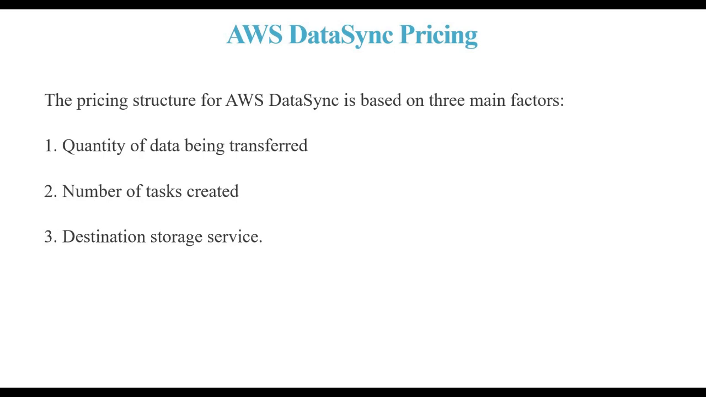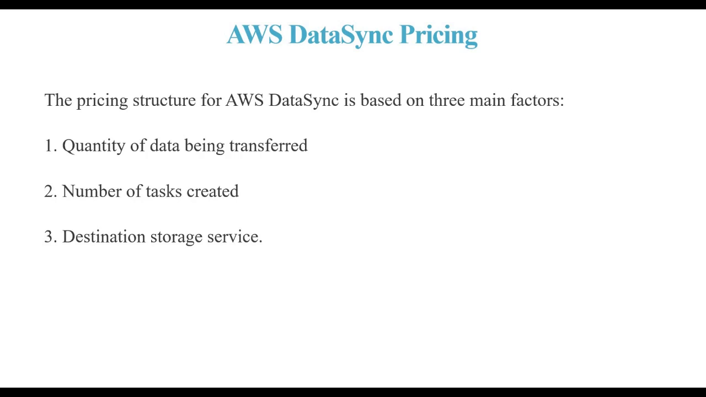One is the quantity of data being transferred, and the second one is the number of tasks created. The last one is destination storage services. So the DataSync pricing is pay for usage, cost effective. The main factors, the structure is very different, because the first one is quantity.